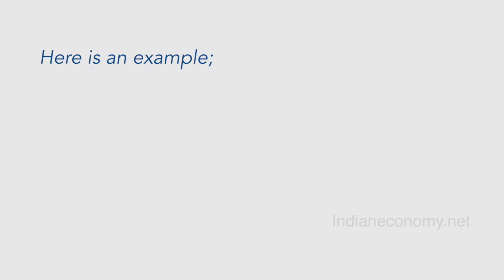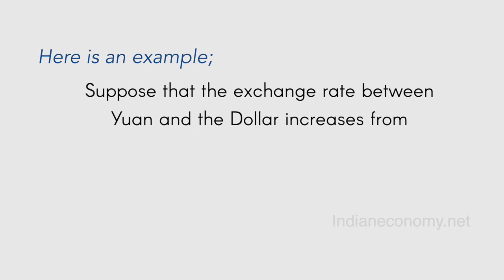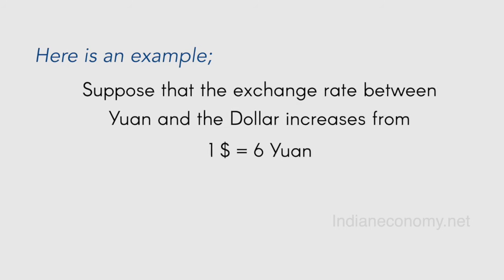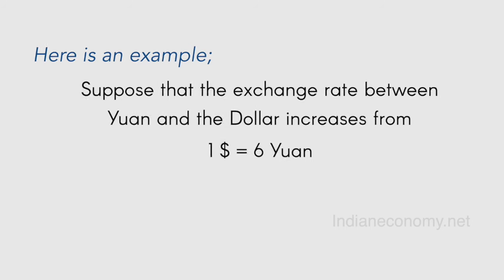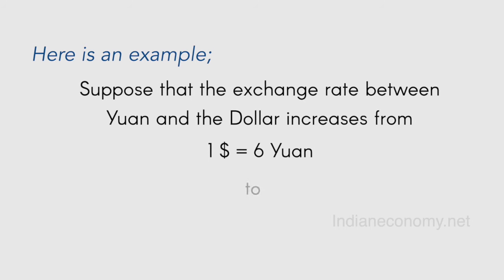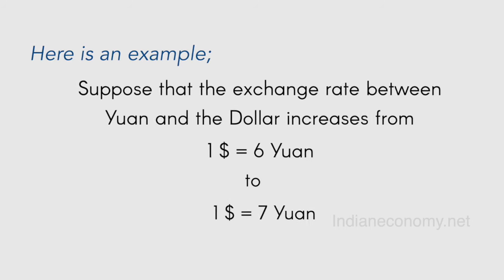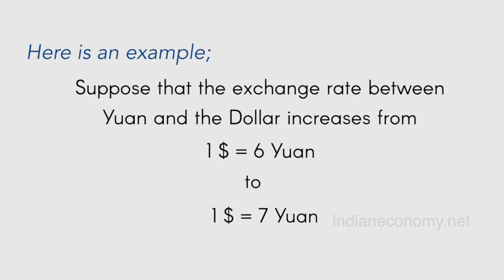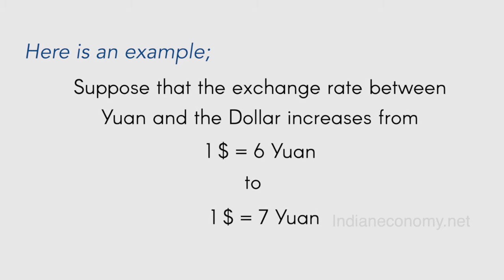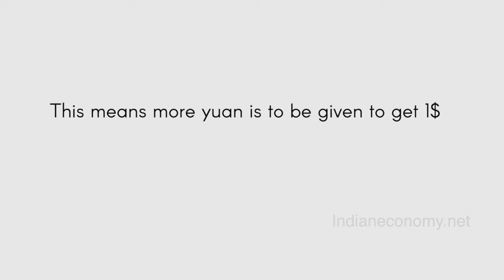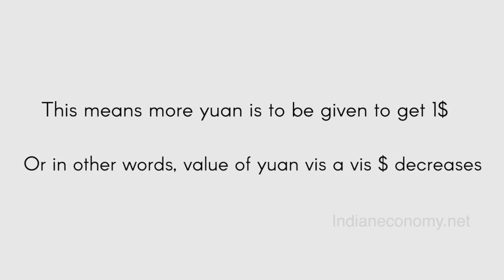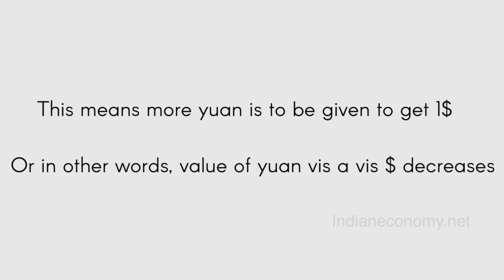Here we are bringing an example. Suppose that the exchange rate between yuan and the dollar increases from $1 equal to 6 yuan. That means you have to give 6 yuan to get $1. And it increases to 7 yuan. Or in other words, previously you had to give 6 yuan to get $1, now you have to give 7 yuan to get $1. So when the yuan depreciates, you have to give more yuan to get $1, or the price of the dollar increases, or the value of yuan decreases.